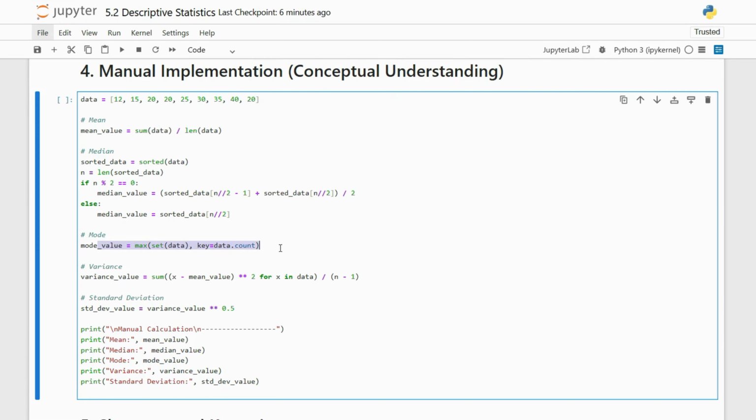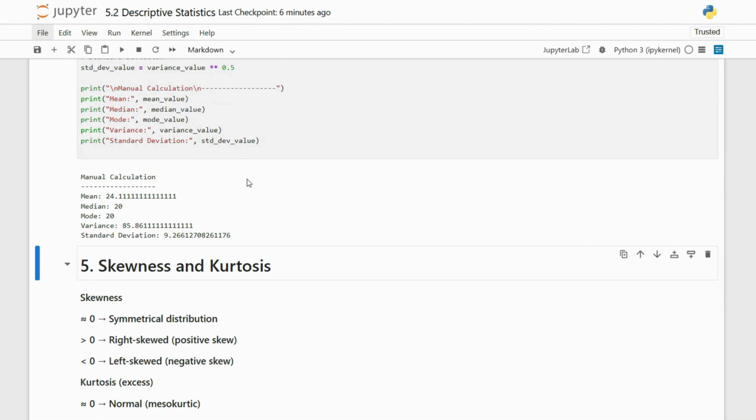To manually calculate variance and standard deviation, we subtract the mean from each value, square the result, and add everything together. Then we divide by 1 less than the total number of values. Taking the square root gives us the standard deviation.